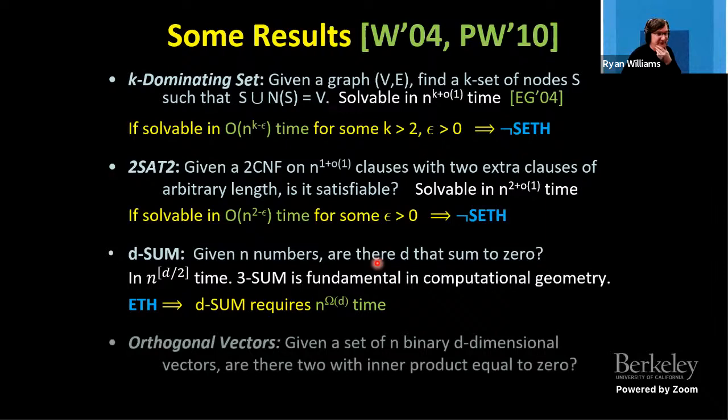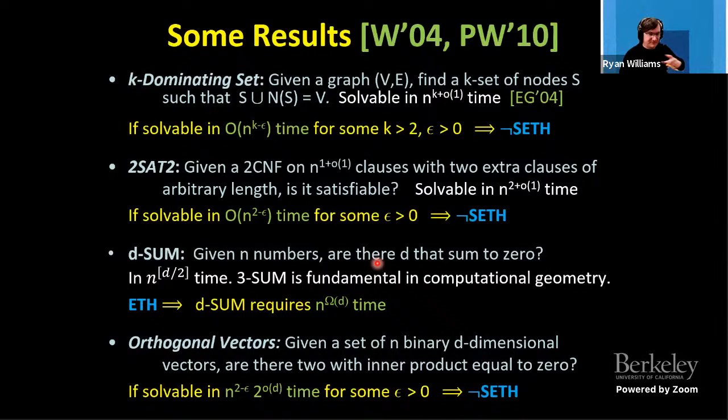And then finally, there's this very simple problem called orthogonal vectors, which I was studying. Given a set of n binary d-dimensional vectors, are there two with inner product equal to zero? Okay, so just have a bunch of 0-1 vectors. I want to know if there's two whose inner product is zero. Really simple problem, okay? It's easy to solve it in quadratic time. Just try all possible pairs of vectors, compute their inner product. We show that if you could solve it slightly faster than n squared time, then SETH is false, okay?